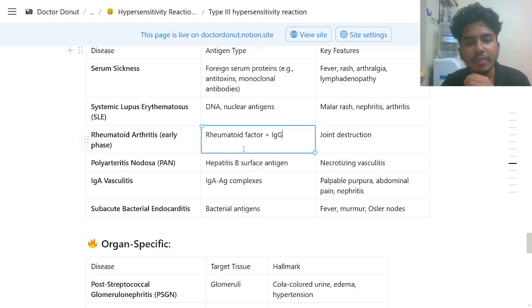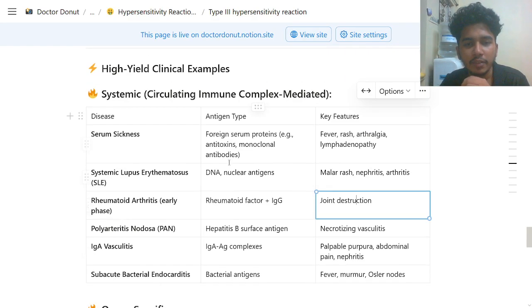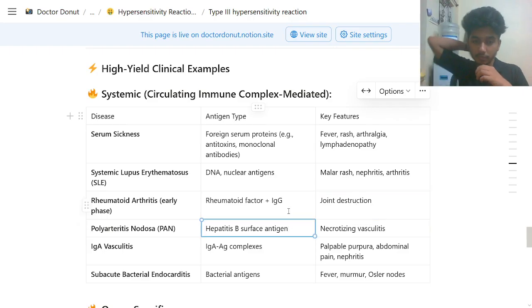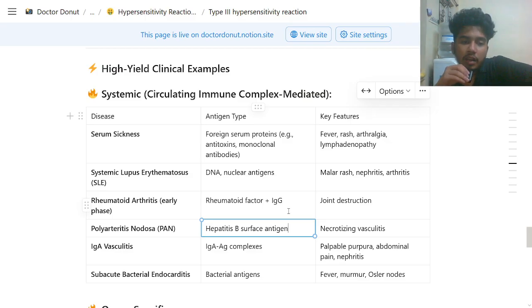In the early phase, you have rheumatoid factor plus IgG, and IgG acts like the antigen. Wow, such a great discovery. Joint destruction is found. Polyarteritis nodosa: herein we'll find hepatitis B surface antigen, which is kind of crazy if you think about it, because you think of hepatitis B as the condition that affects your liver, but in polyarteritis nodosa, hepatitis B antigens are found. Crazy. And what we find in the condition is necrotizing vasculitis.